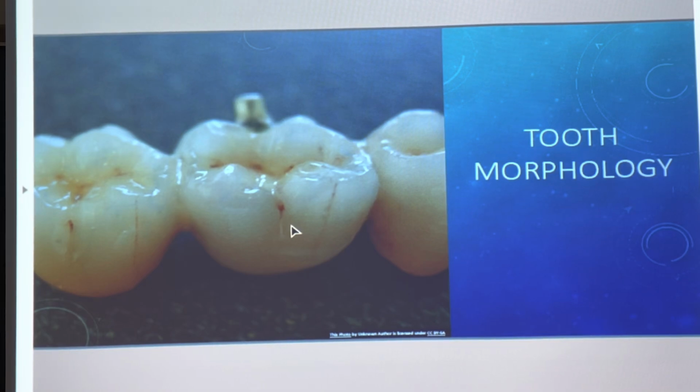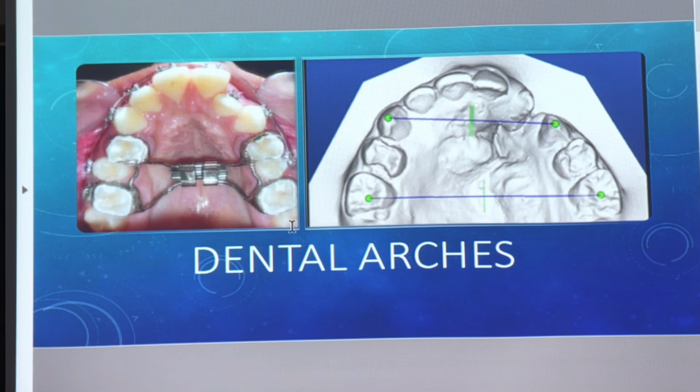Welcome to Chapter 9, Tooth Morphology, and today we're going to be going over some different points in this chapter to help you on your midterm. So the first thing we're going to look at is the dental arches and how mainly in orthodontics we'll take a look at this later on in the chapters.